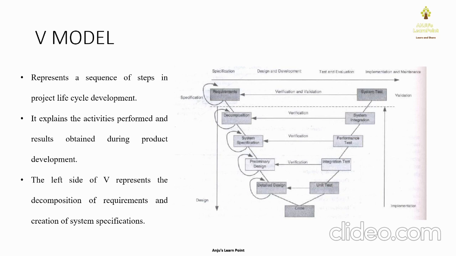The second important model is the V model. It graphically represents the system development life cycle. It summarizes the main steps to be taken along with the corresponding deliverable for each step. It is in the form of a V, that is why it is called a V model, and it represents the sequence of steps in a project life cycle development. It shows the activities that are to be performed as well as the results that are supposed to be obtained. We have two sides for the V, a left hand side as well as a right hand side. The left hand side of the V represents the decomposition of the requirements in detail, and the other side gives the particular system specification as per the requirements.